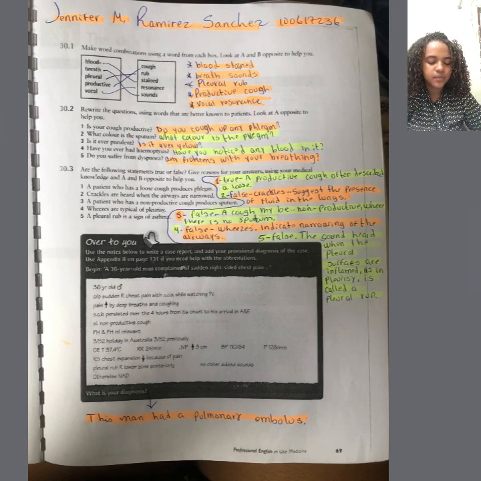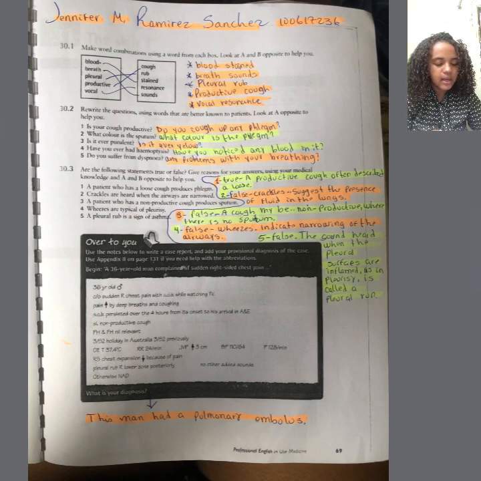Rewrite the question using words that are better known to the patient. Look at A opposite to help you. Do you cough up any sputum? What color is the sputum? What color is the sputum? It is green in places. It is green or yellow.